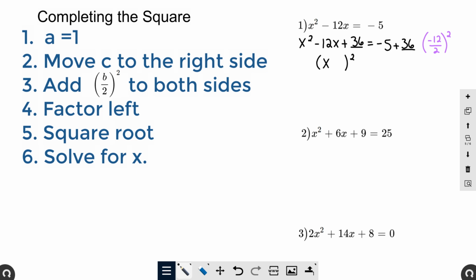Now think about how you get 6. The square root of 36 is 6, and what's half of 12? 6. Whatever sign's in the middle is what you're going to use in here. So that left side actually factors to x minus 6 squared because it's a perfect square trinomial. Now on the right side, we just add these together. What's negative 5 plus 36? 31.